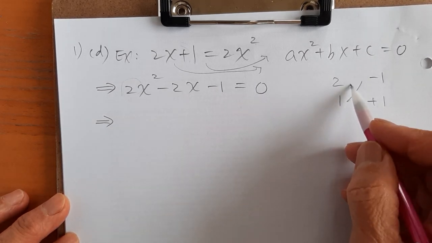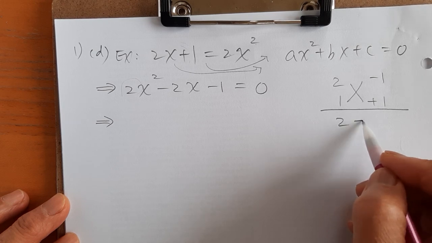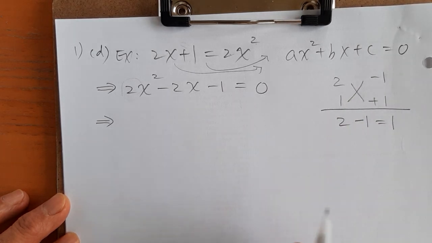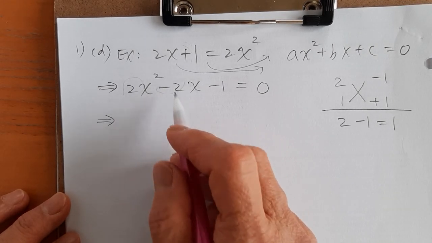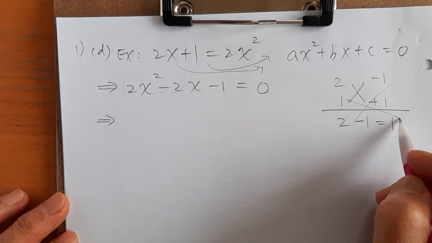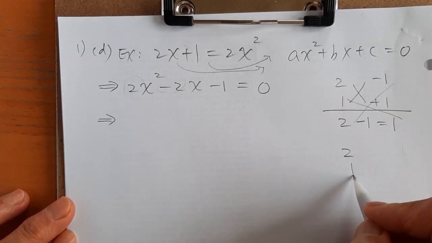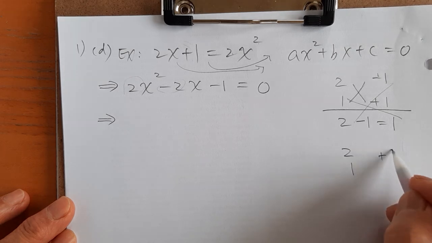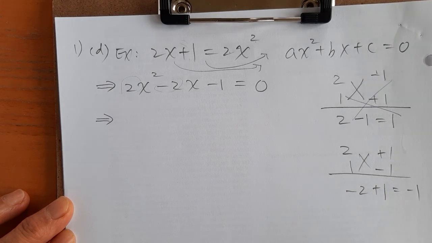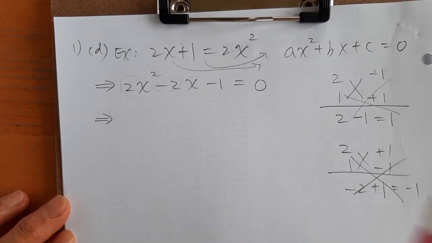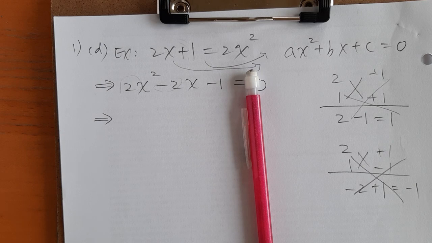If you cross multiply, you get 2 and negative 1, which adds to positive 1. But we want negative 2, the coefficient of x is negative 2, so this is not it. Then you can try another one, like 2 times 1, and switch to positive 1, negative 1. Then you get negative 2 plus 1, which is negative 1. It's not either. So you try it, and you can see it's not factorable. If it cannot be factored, use the quadratic formula.